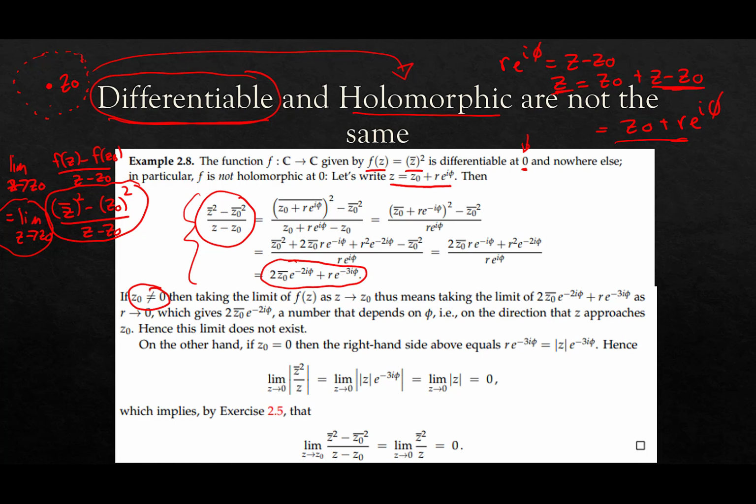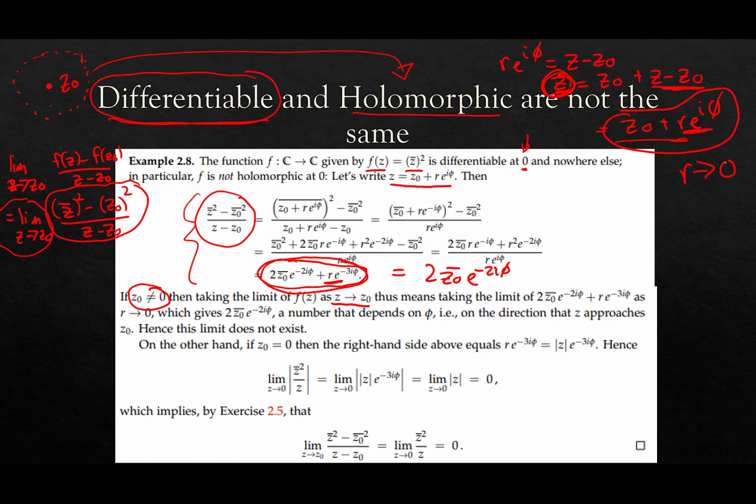Okay, if z naught is not 0, then as we take the limit as z approaches z naught, our quantity is going to become 2z naught e to the minus 2I phi, and this other term goes to 0. The reason for that is that z, which is equal to z naught plus r e to the I phi, is going to z naught, which means that this term has to disappear. Now how's that going to disappear? That means that r had to go to 0.